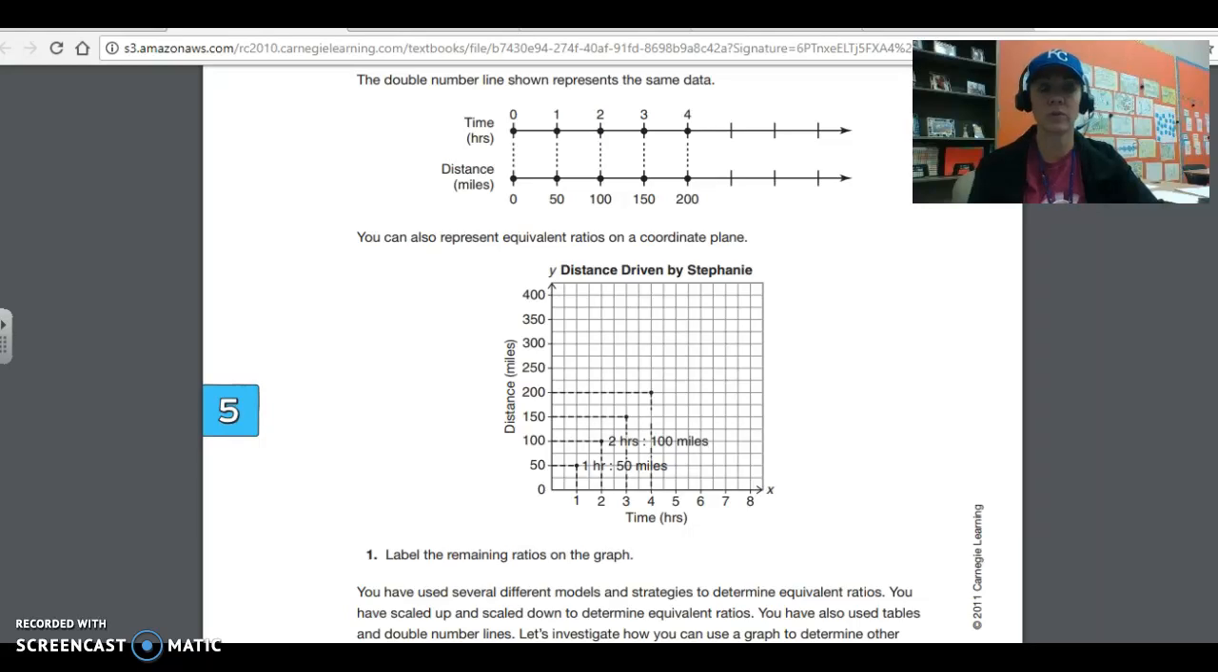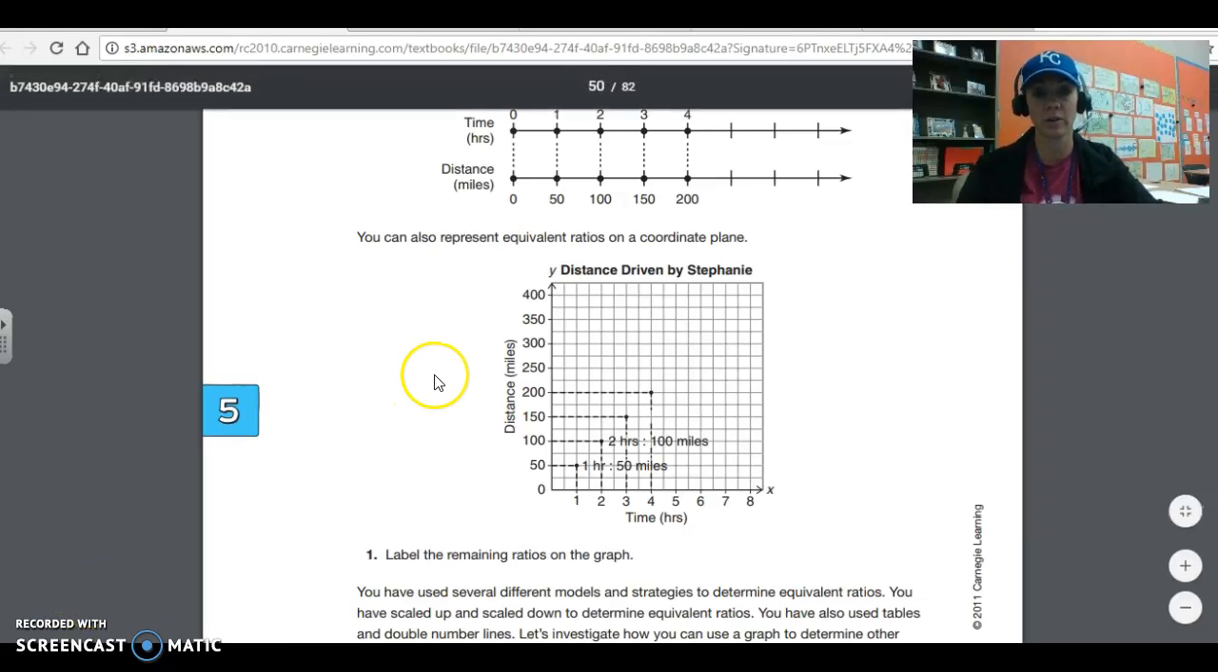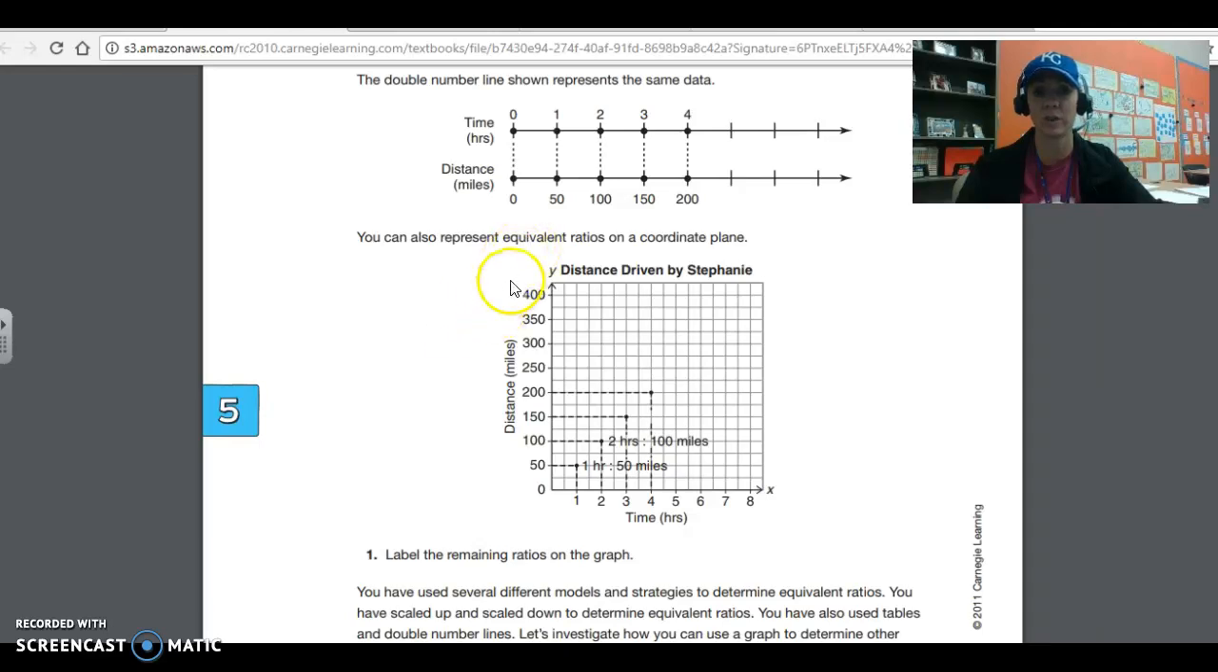Another way that equivalent ratios can be displayed is in a graph. And also on this graph, 6th grade, you will see the terms that we just talked about being used. For example, when you look at the graph, you see the title right here at the top, Distance Driven by Stephanie. So we know this graph is going to be all about how far Stephanie drives.